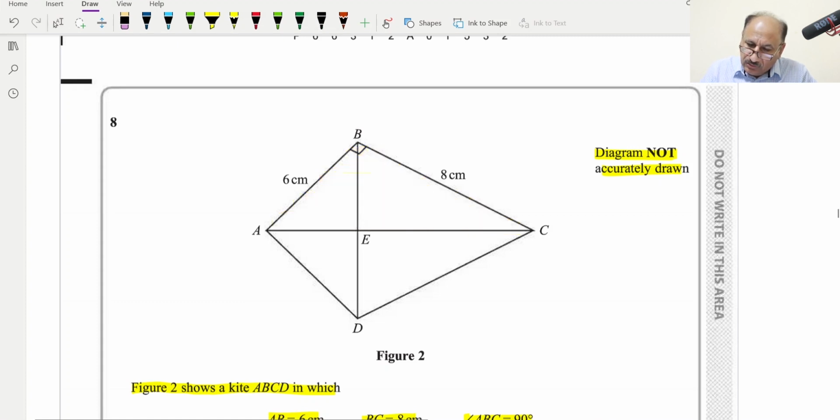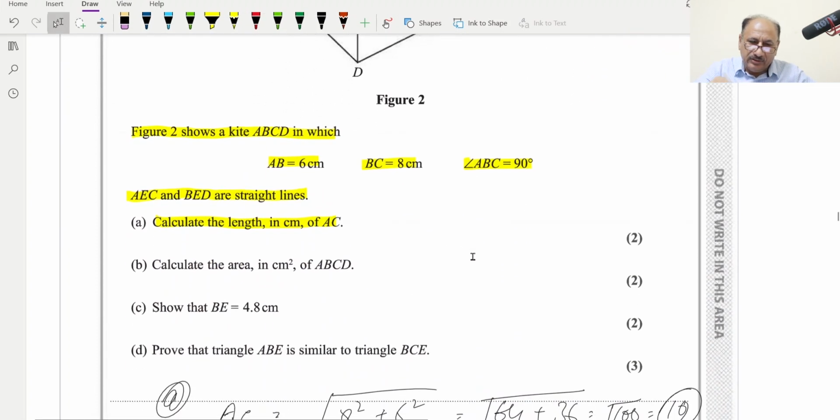I will erase this one. So AC is 10 and AC is this one, so 10 centimeters. After this one, B part, calculate the area.